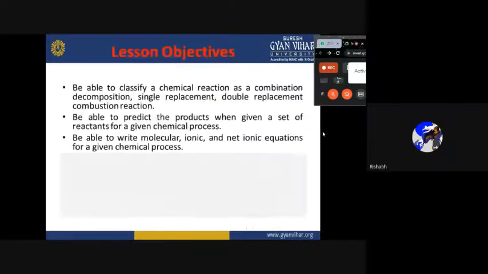After this session, we will be able to classify a chemical reaction as a combination, decomposition, single replacement, double replacement, oxidation, or reduction reaction. We will also be able to predict the products when given a set of reactants for a given chemical process, and we will be able to write molecular, ionic and net ionic equations for a given chemical process.